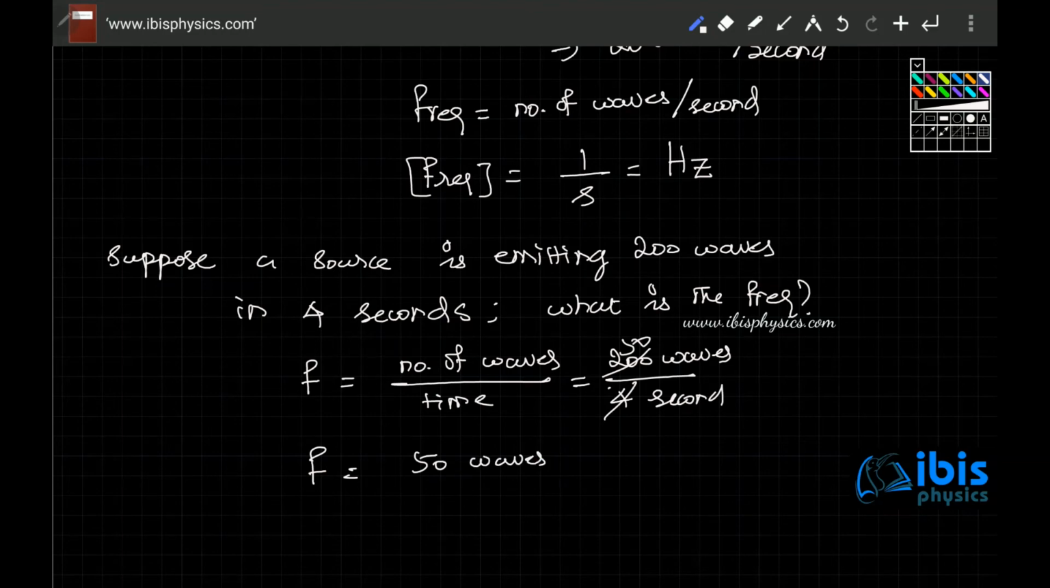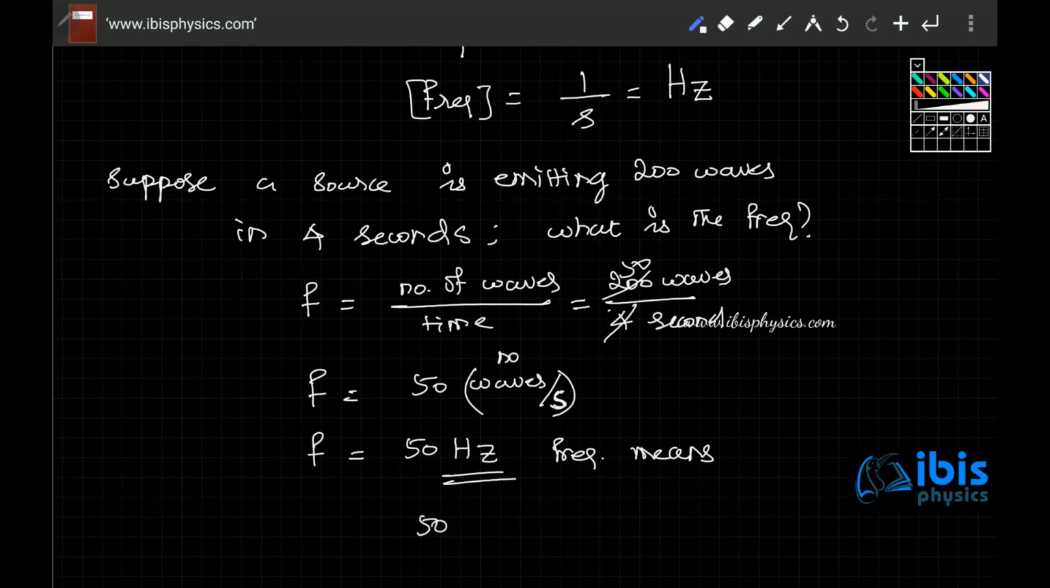50 waves per second. Because wave is just a number, it does not have a unit, so it is 1 by second. That 1 by second is known as hertz. So we will write frequency as 50 hertz. 50 hertz frequency means 50 waves are produced in 1 second. Please understand this.